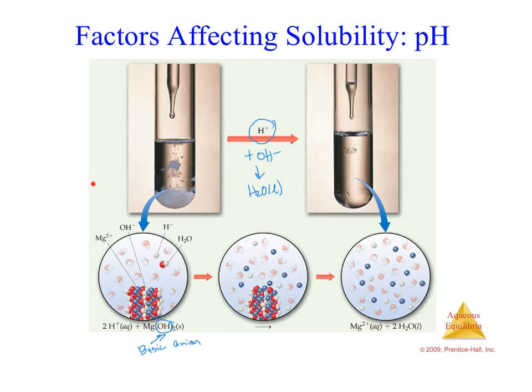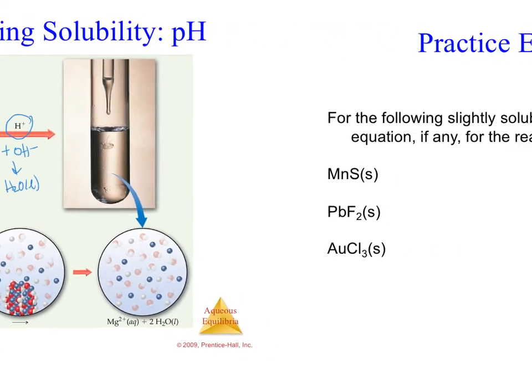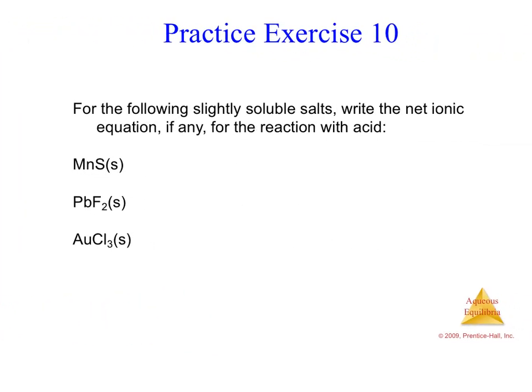So what we're looking at in this slide here, I have my solid magnesium hydroxide that's insoluble in water, but if I add acid and stir, I can make that compound dissolve. So if we have a compound with a basic anion, it will be more soluble in acidic solution. And let's look at some examples on the next practice exercise. So practice exercise 10. For the following slightly soluble salts, meaning in general they're not soluble in water, write the net ionic equation, if any, for the reaction with acid.